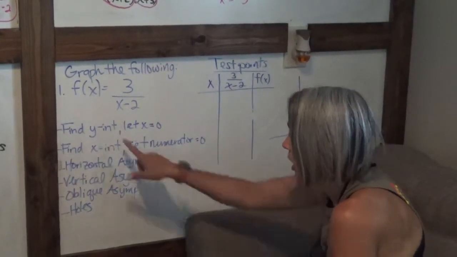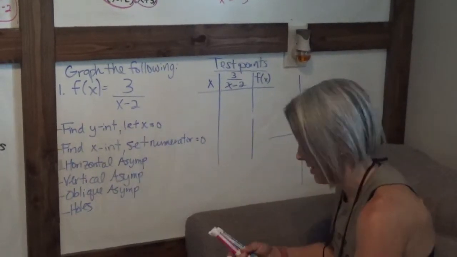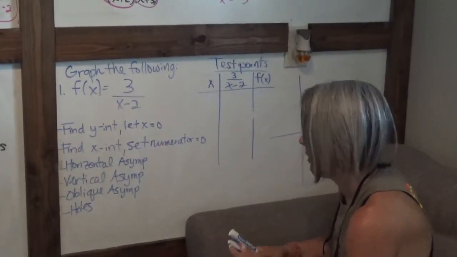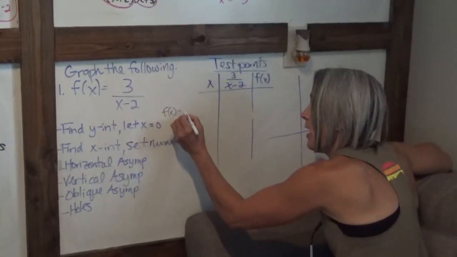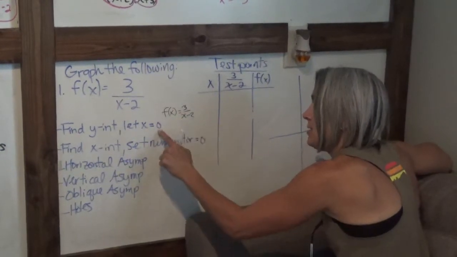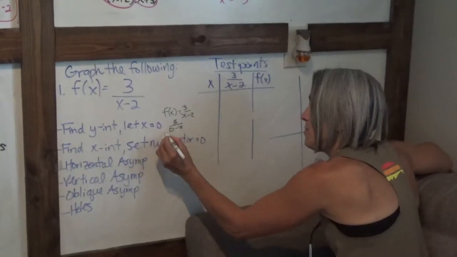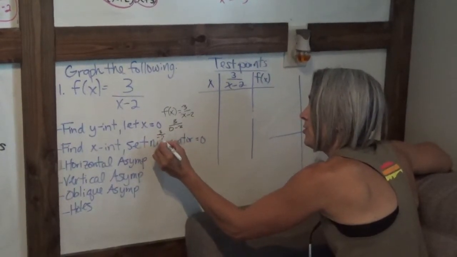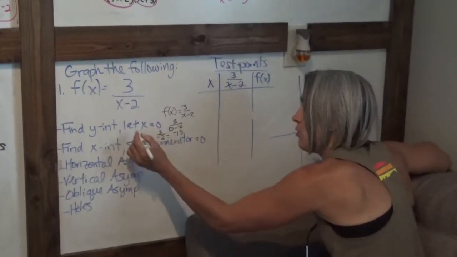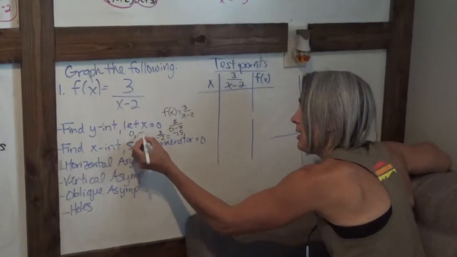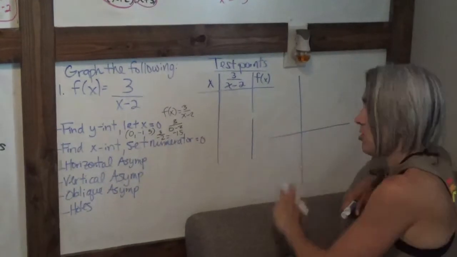So let's find our y-intercept first. Our y-intercept is where the graph is crossing the y-axis, right? So I'm going to let x equal 0 in this equation and plug in 0 for the x. This is going to give me 3 over negative 2, or negative 1.5. So the point that I would graph here is (0, negative 1.5). I'm just going to keep it there until we start graphing it.